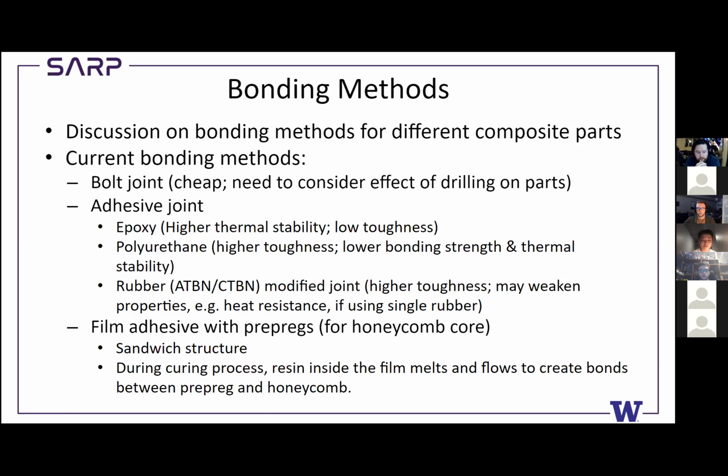The third one is film adhesive with prepregs. It is especially for the aramid honeycomb core bulkhead. It is unique because it uses a sandwich structure. So basically it means honeycomb core in the middle with the film adhesive on the top and bottom sides. And finally, the outside is the prepreg. And the whole assembly will go through a curing process, and the resin inside the film adhesive will melt and flow to create bonds between the prepregs and the honeycomb. Next slide, please.